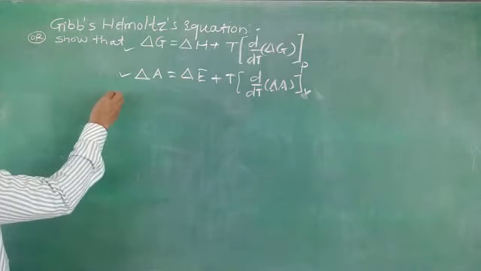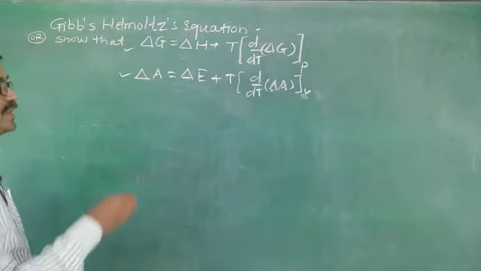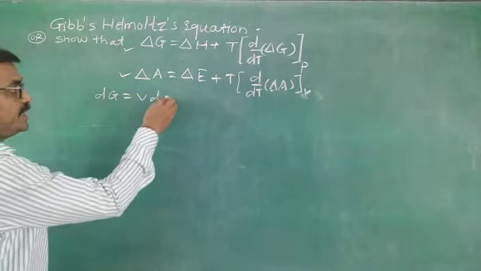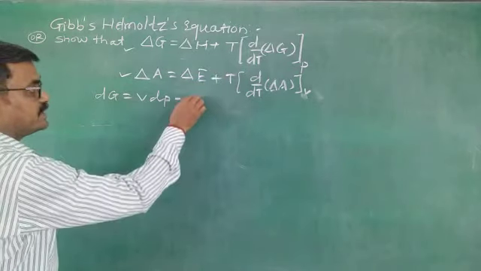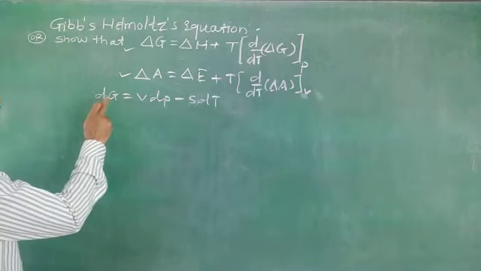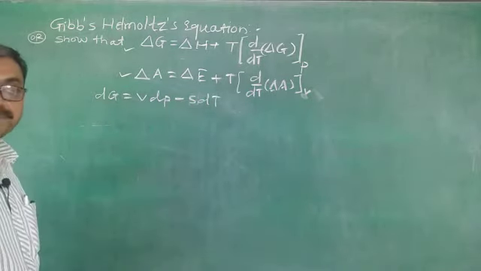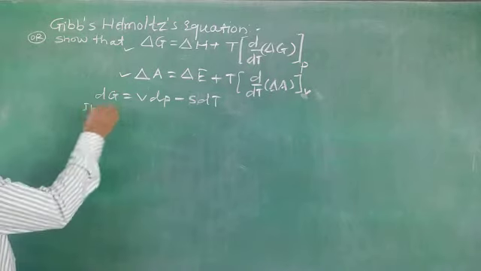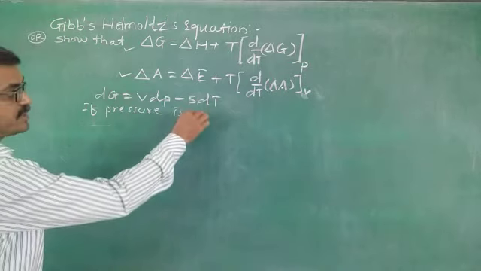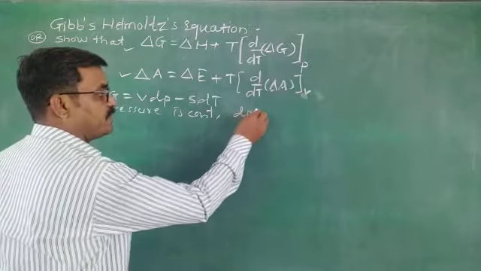Now you know the free energy equation in terms of pressure and temperature is dG is equal to VdP minus SdT. This is the free energy change, or the equation for delta G in terms of pressure and temperature. Now if pressure is constant, that means P is constant, that's why dP equals 0.